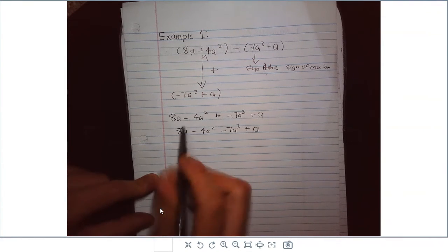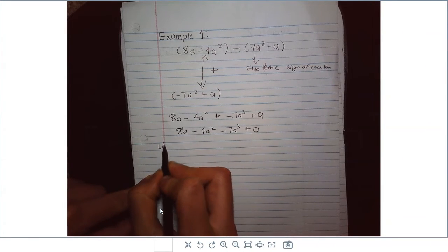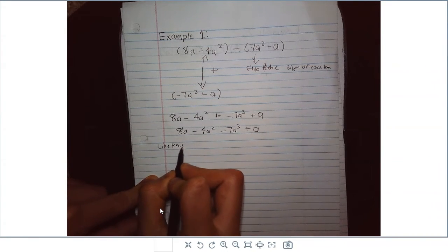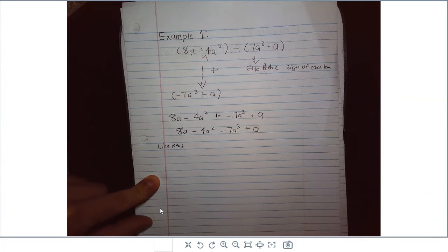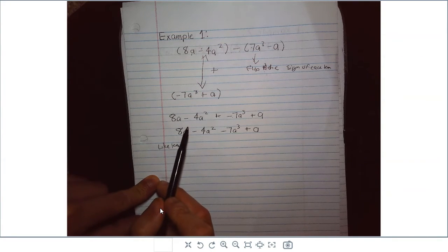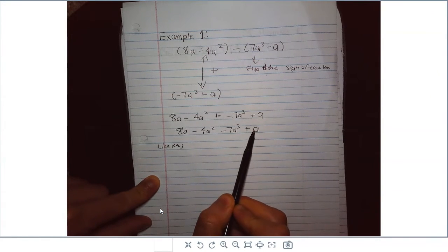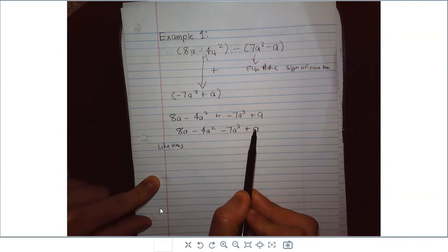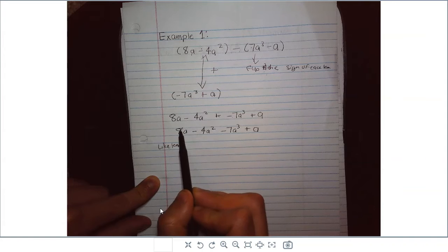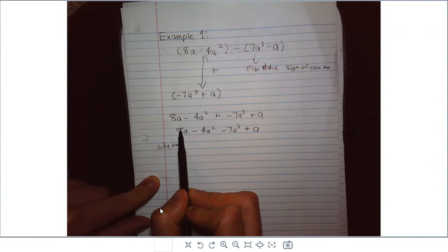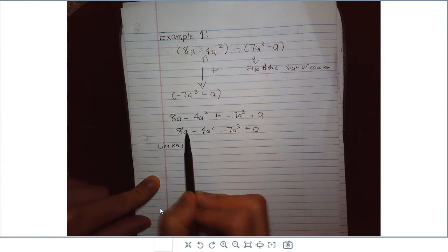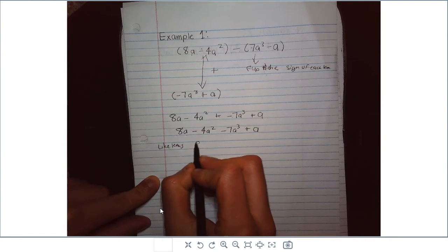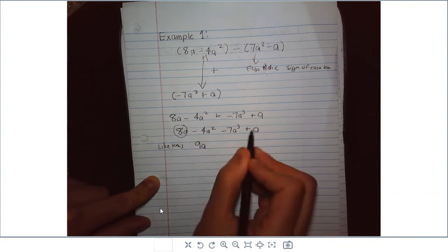Okay, so now we need to collect like terms. Remember that a like term is a term that has the same variable raised to the same exponent, but not necessarily the same coefficient. So for example, 8a and a are like terms. And then we add the like terms together. So 8a plus a is equal to 9a, because we have to add the coefficients together, and then we're including the variable. So that takes care of these two.